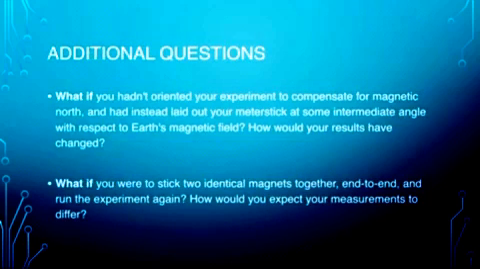If I had not oriented my experiment to compensate for magnetic north, the results would have changed by being skewed, since the Earth's magnetic field would not have been canceled out or ignored, so the magnetometer would reflect that as well, causing the magnetic field measured to be incorrect for just the bar magnet. If I were to stick 2 identical magnets end to end and run the experiment again, then the measurements would differ by a stronger magnetic field being calculated, although it would not be twice as strong since one of the magnets would be a magnet length further away from the magnetometer than the first magnet.